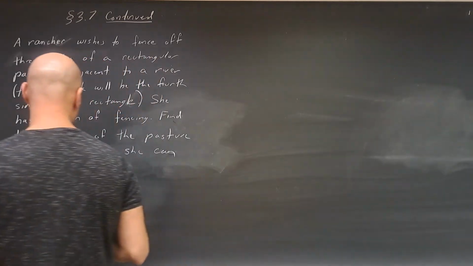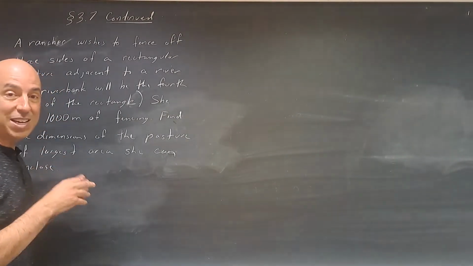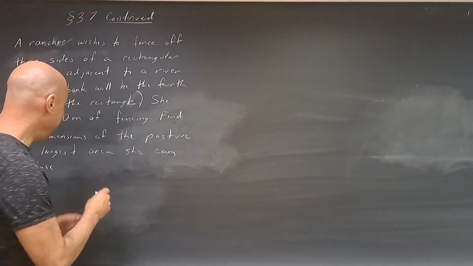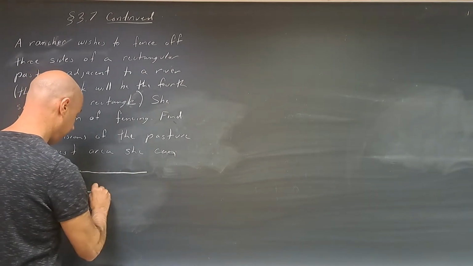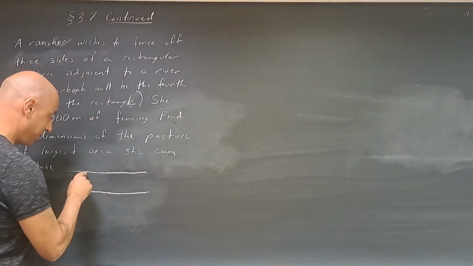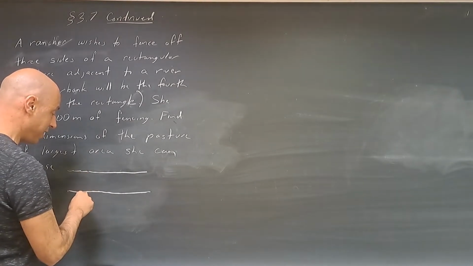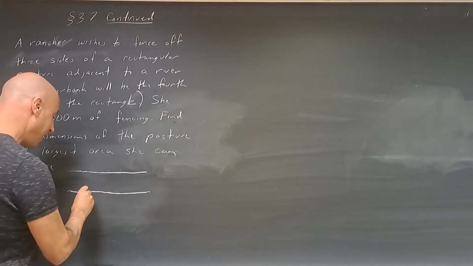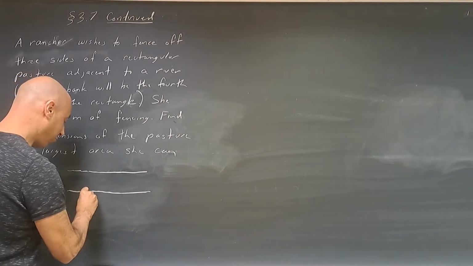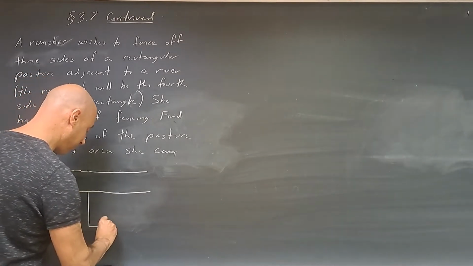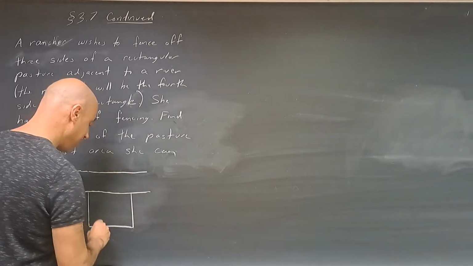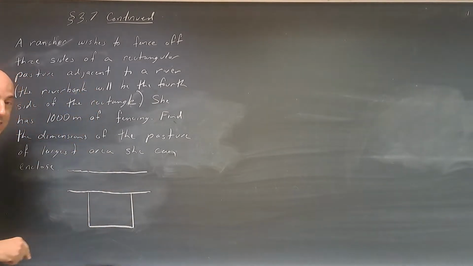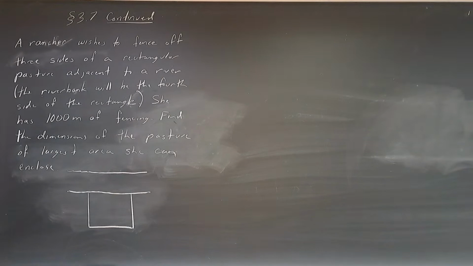So step 1, we're going to draw ourselves a picture. It's going to be as if we were looking down from the sky. So here's the river. And so here are the 2 river banks, one side and the other side. We're looking down from the sky, and here's the pasture that she's going to enclose. It's going to be a rectangular pasture. As I said, 3 sides of the pasture are going to be fenced, and the 4th side is going to be the river itself. That was step 1.